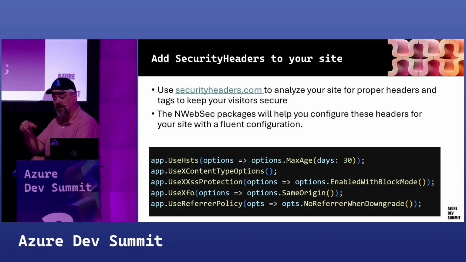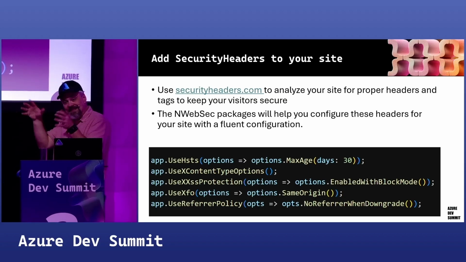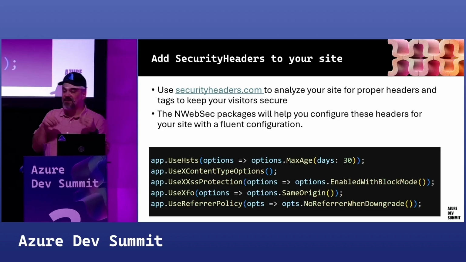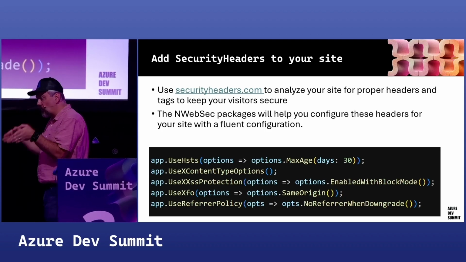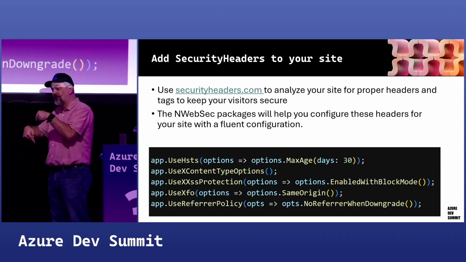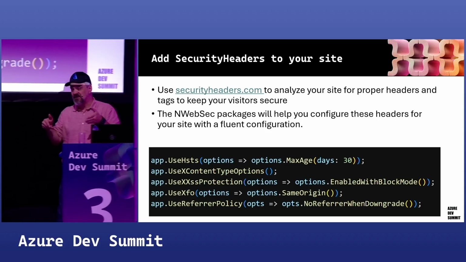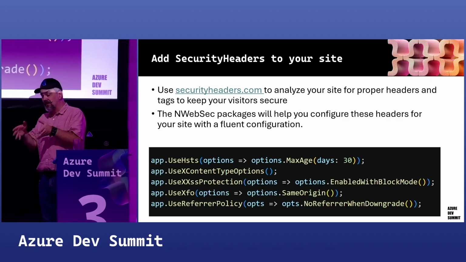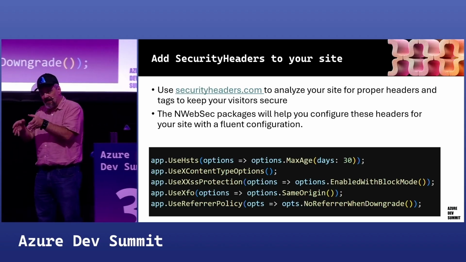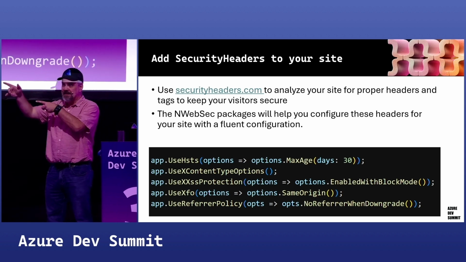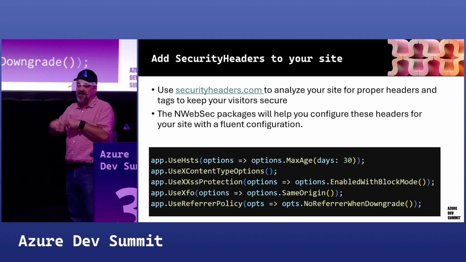XFO is frame options. I mentioned about having your website hosted inside of a frame on somebody else's site. This declares and tells the browser, I can only have this page hosted in a frame if it comes from the same origin, the same host origin that is serving this frame, right? So I'm serving this frame from bing.com. It cannot be hosted by another website that isn't bing.com with that statement.